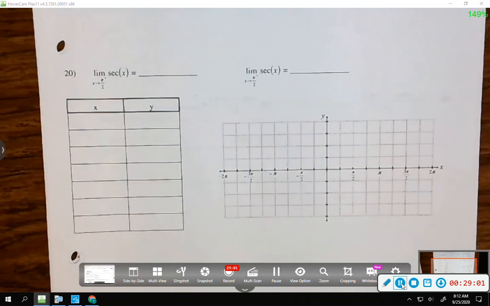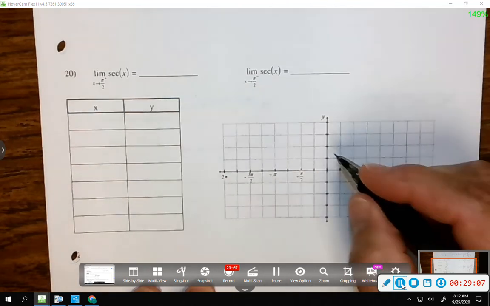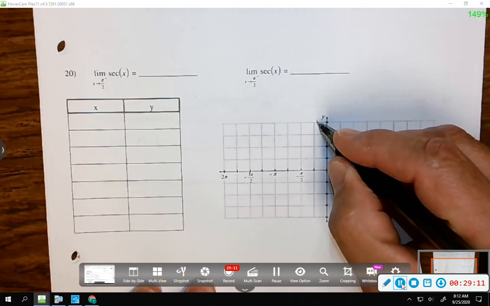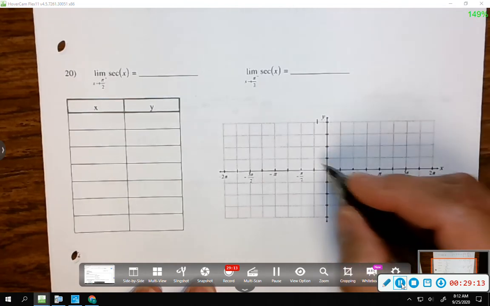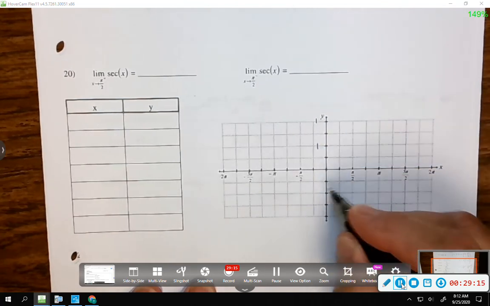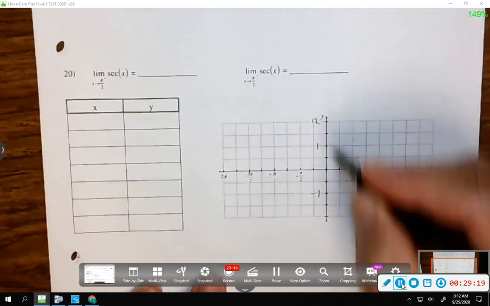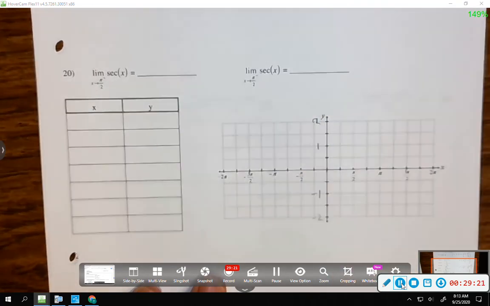On this one, I certainly think it's easier just to sketch the secant curve. I'm going to call this 1. I'm going to call this negative 1. This is 2. Here's negative 2. Remembering that the secant is a reciprocal of the cosine curve.